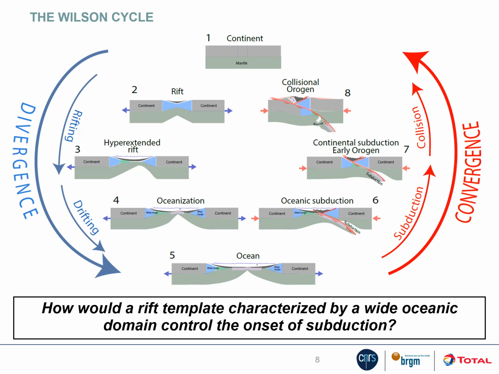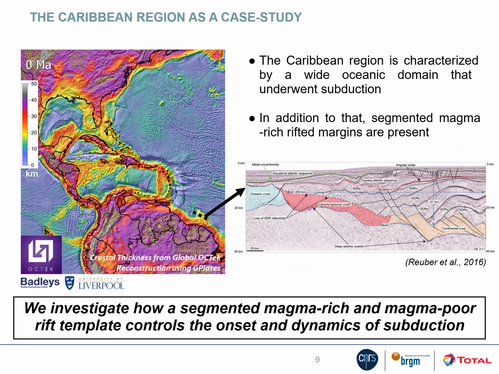Now, the question would be, how would a rift template characterized by a more mature divergent system, such as a wide oceanic domain, control the onset of subduction? To answer this question, we work on the Caribbean region. This area was characterized by a wide oceanic domain prior to the onset of subduction.